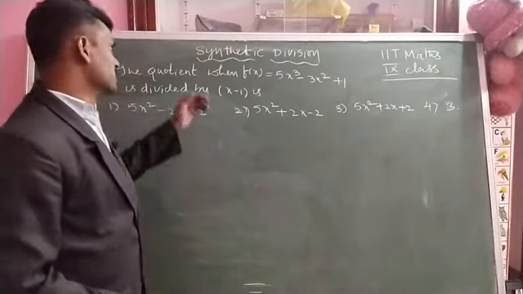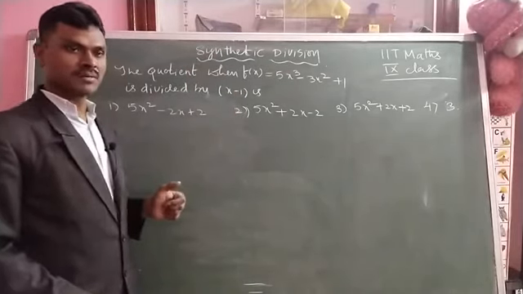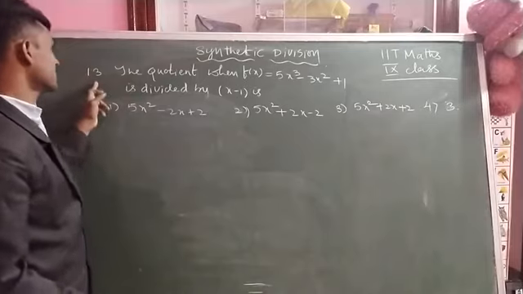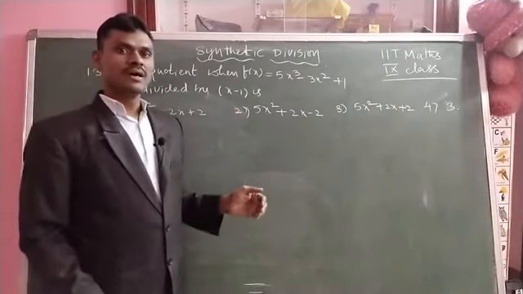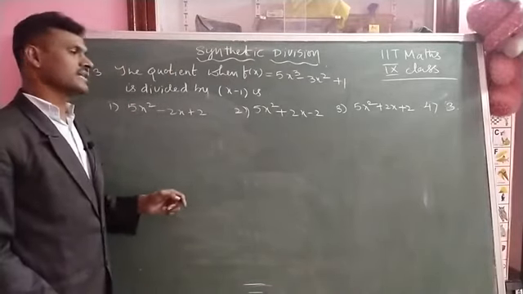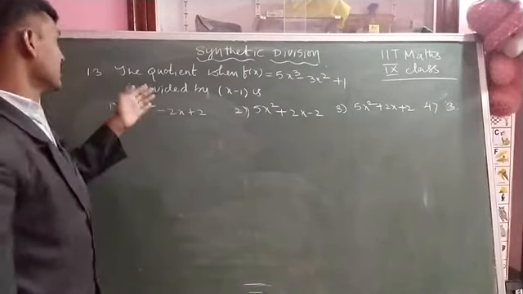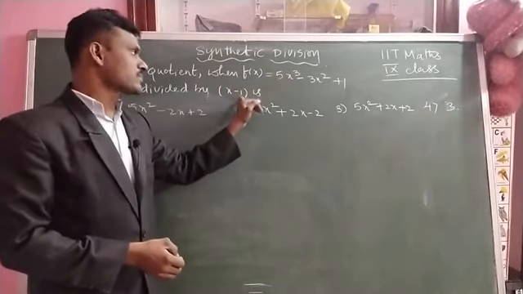Last class we discussed the remainder theorem and the synthetic division method, up to 12 problems completed. In this class we have to discuss the 13th problem onwards. The quotient when f of x is equal to 5x cube minus 3x square plus 1 is divided by x minus 1 is. See here, we have to find the quotient when it is divided by x minus 1.